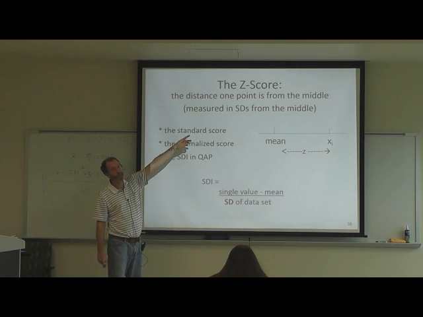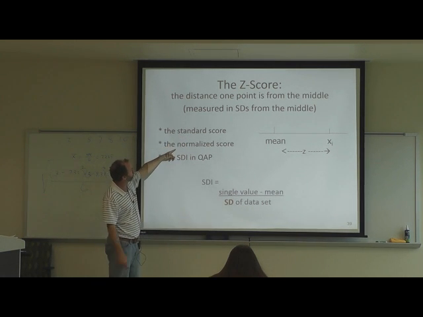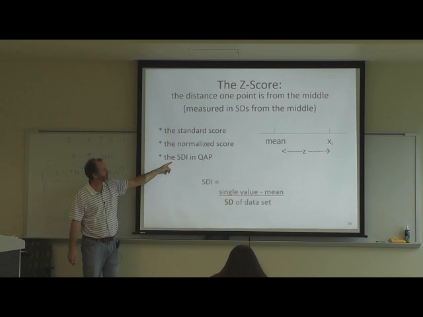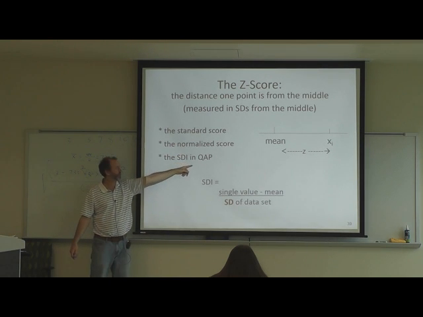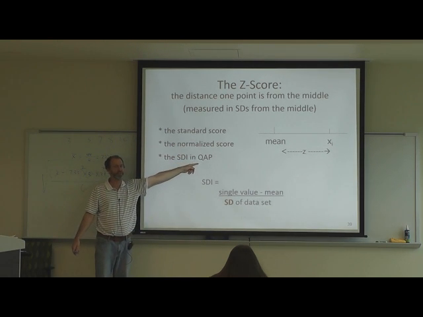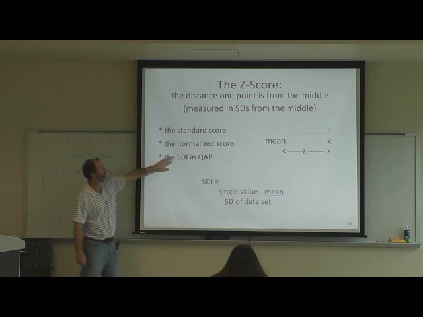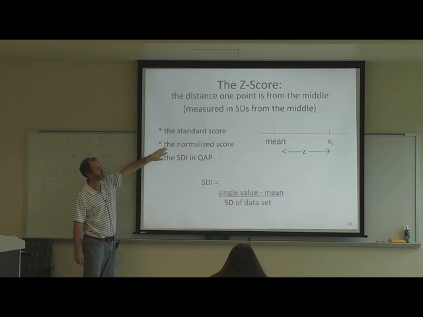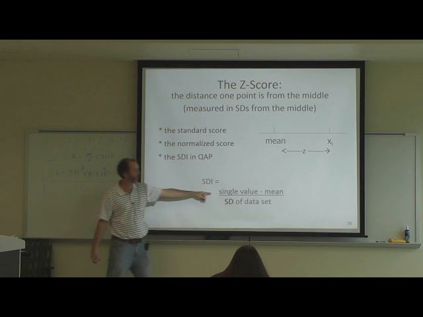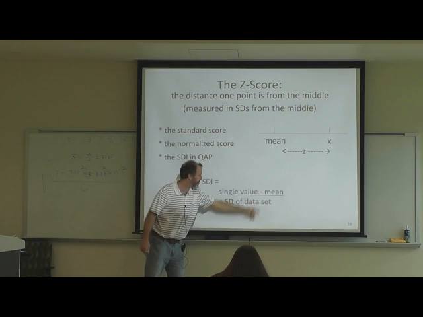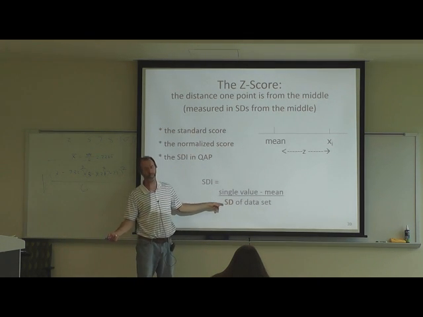Also the z-score, you might see it as the standard score, the normalized score, or the SDI. You guys know what QAP is? Quality assurance programs, I think. So you might see it named as all these other things, but it's just the z-score. So you have your single value subtracted from the mean and then divided by the standard deviation.